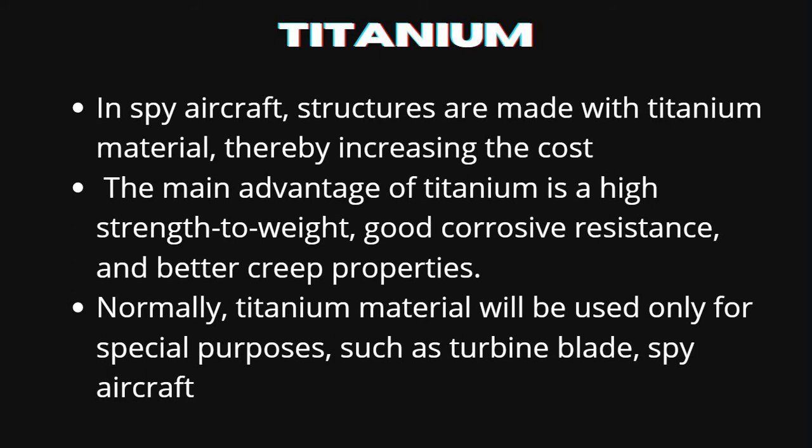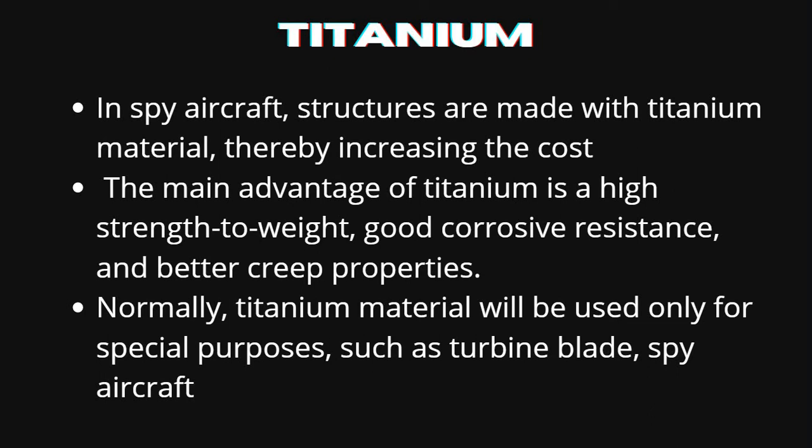So titanium, you know about titanium. Titanium is an expensive material, but it has high thermal resistance. Its melting point is high, so it easily withstands higher temperatures. In spy aircraft, structures are made with titanium material, thereby increasing the cost. The main advantages of titanium are high strength to weight, good corrosion resistance, and better creep properties. Normally, titanium is used only for special purposes such as turbine blades and spy aircraft.